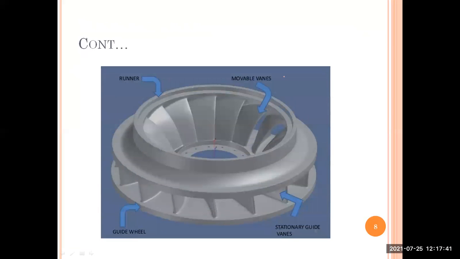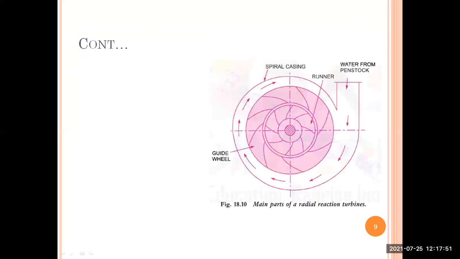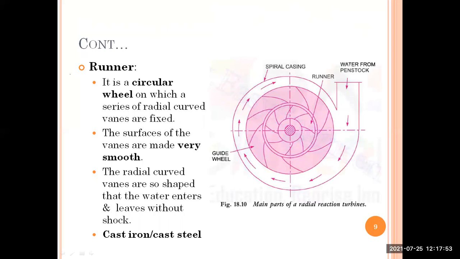So the next component, here you can see the clear picture. This is the runner part. You have a movable plate here. So this is the guide wheel and the stationary guide vanes.